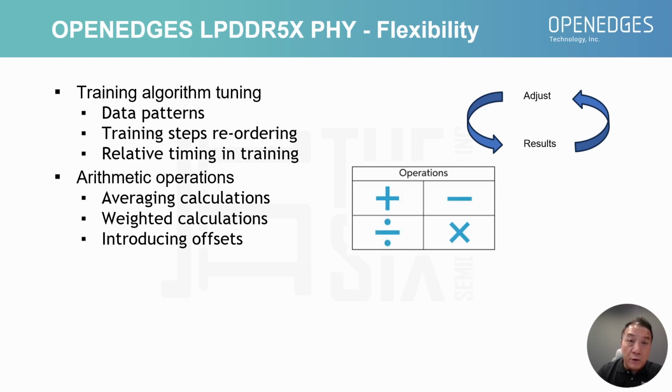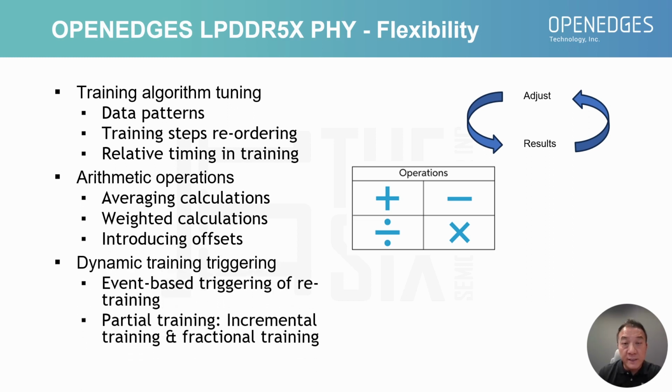A microcontroller also has an ALU inside to perform arithmetic operations. In calculating training results, operations such as averaging, weighted averaging, adding offsets, etc., all come very handy in tuning the training algorithm for optimal results. This is especially true when trends are shown in silicon measurements that require arithmetic correction.